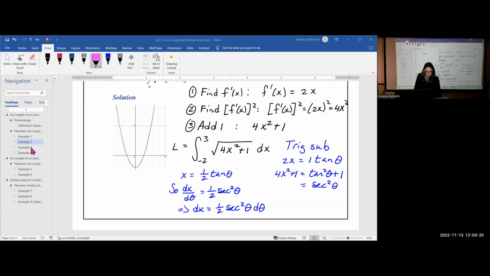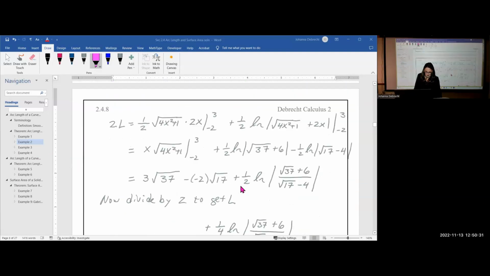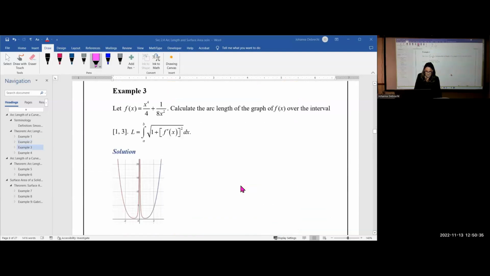Let's now move on to the next example, which is going to be example 3. Now, that is the hardest one in the set, so no panicking. It's definitely the hardest one in the set, so you don't have to worry that there's going to be a worse one coming up. There's not. All right, so let's take a look at example 3.